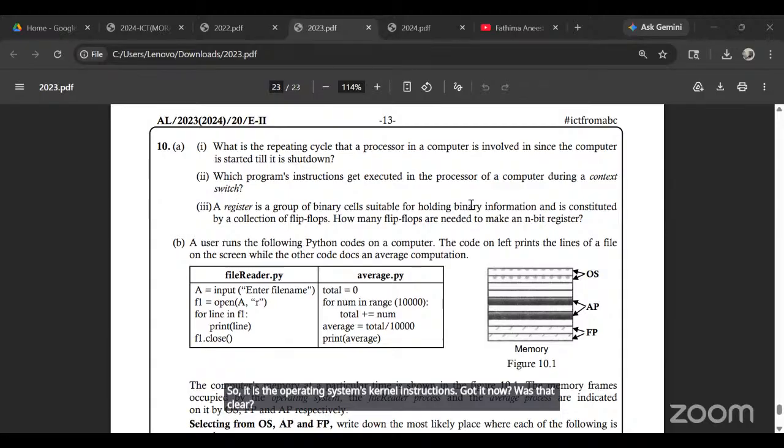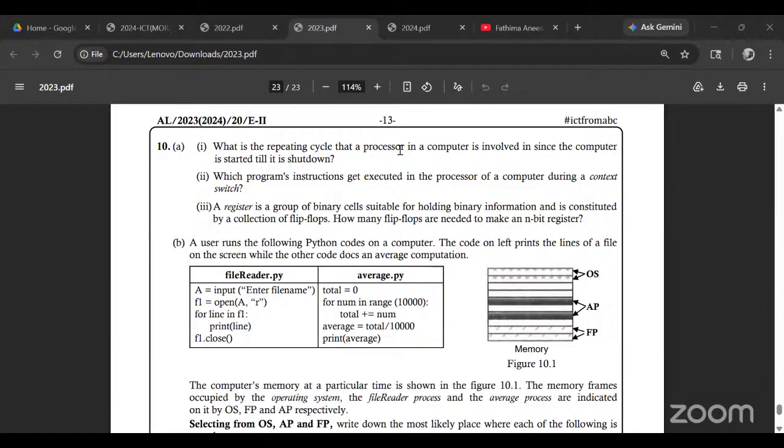So in process management, the kernel decides which program gets to use the processor and for how long. In memory management, it keeps track of how much memory is being used and by whom. Now, was that clear? The operating system's kernel instructions, you could say, or just put operating system also, the answer is correct. In the marking scheme, the answer was operating system. In the official scheme also, they said operating system only. Check that also.